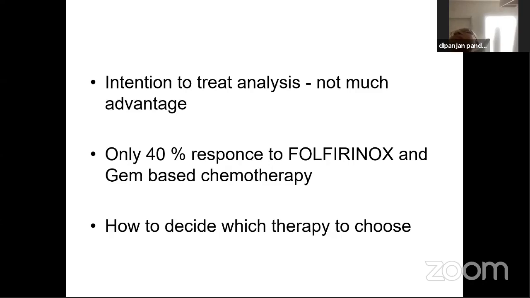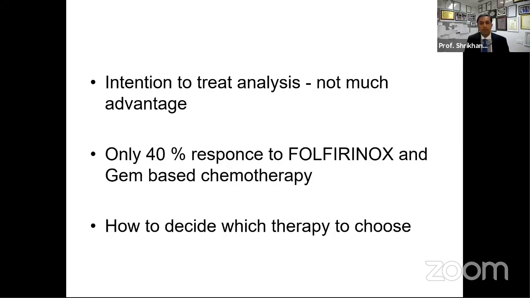And since then, I'm using modified FOLFIRINOX without much complication. In fact, to be honest, it is not 40%. If you look at the retrospective study from the Heidelberg group, it is almost 61% resection rate, and so is the Karolinska group. Whereas gem-nab-paclitaxel, although a retrospective study, has shown in one study, if I remember, around 15 to 20% resection rate. So as far as resection rate is concerned, because I think you are asking about neoadjuvant, I think modified FOLFIRINOX is definitely a better option.